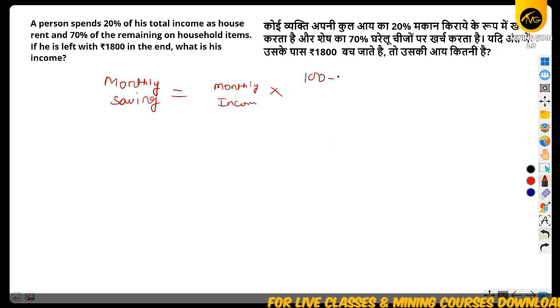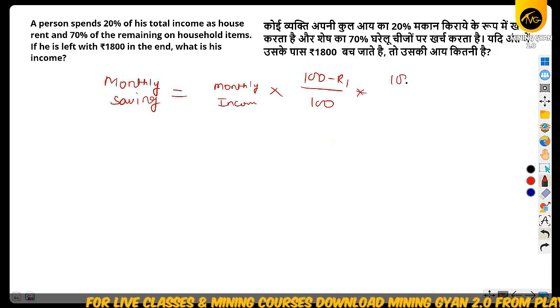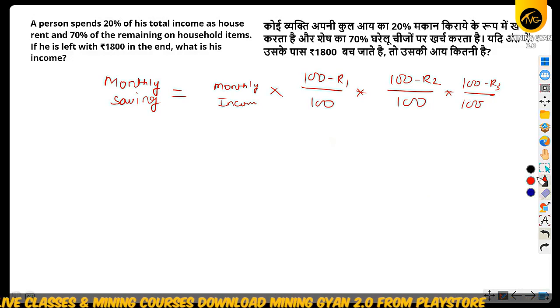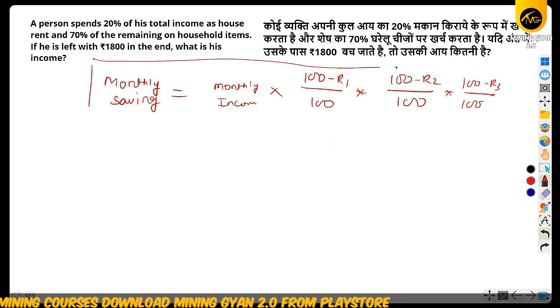multiplied by (100 minus R1) divided by 100, multiplied by (100 minus R2) divided by 100, multiplied by (100 minus R3) divided by 100, and so on, because it depends on the type of expenditures.